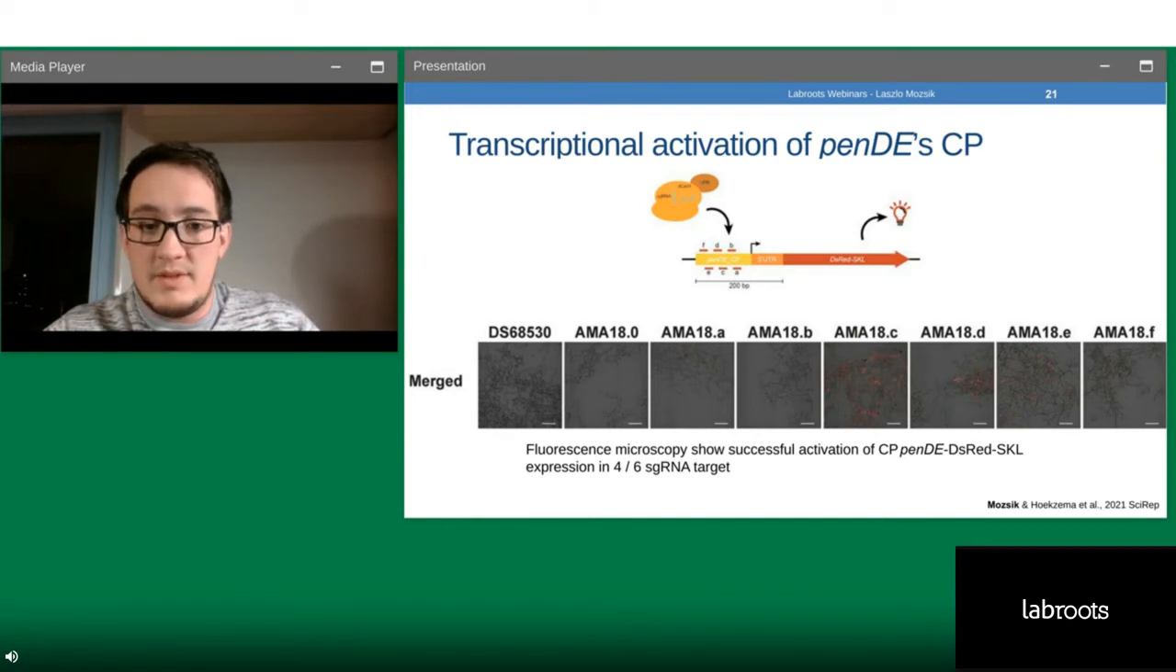Through fluorescent microscopy, we investigated strains targeting 6 different landing sites in the promoter of penDE. It's worth noting that we are talking about a promoter only 200 base pairs long, where 30% of it is the untranslated region of the transcript. We targeted in front of this sequence with 6 different targeting sequences for CRISPRa, and from the 6 targets, in 4 cases we were able to detect a fluorescent signal, compared to the native system where we did not have a single guide RNA targeting the promoter.